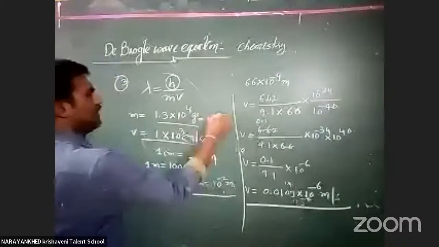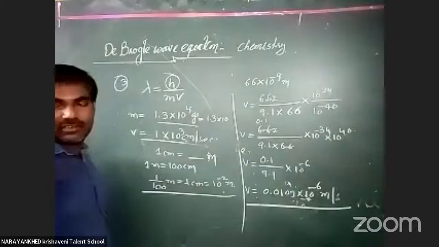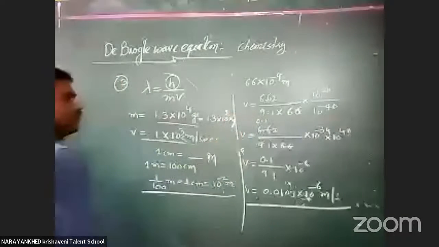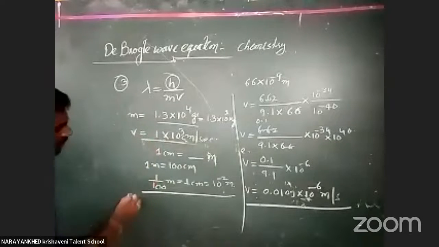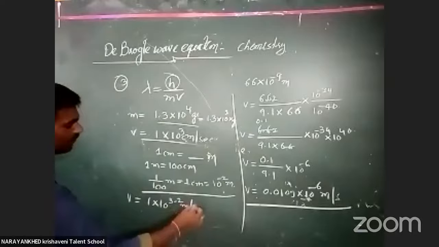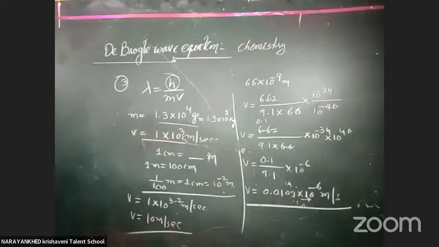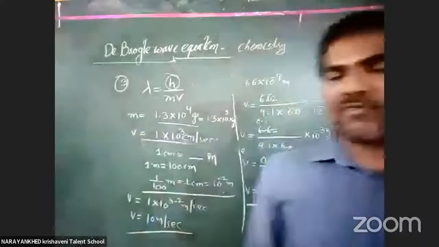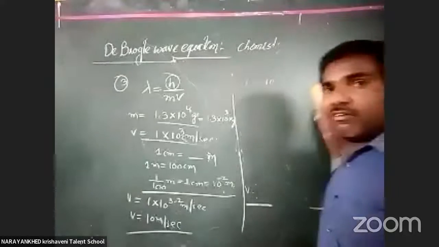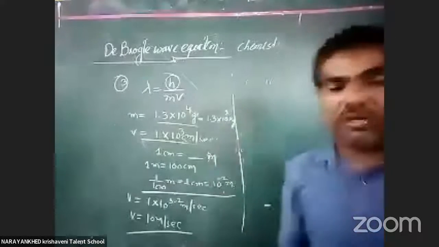Now it is 1.3 into 10 to the power of 4 grams, and 1 gram is equal to 10 to the power of minus 3 kg. So automatically it becomes 10 to the power of 1 kg. And the velocity is 1 into 10 to the power of 3 minus 2 meters per second, so v is equal to 10 meters per second. Now everything is in the same units. All the students, in our textbook it is not changed into the MKS system, but please consider that I have converted everything into the MKS system.